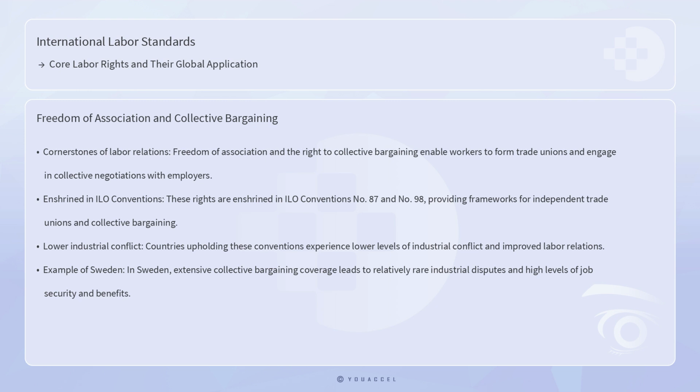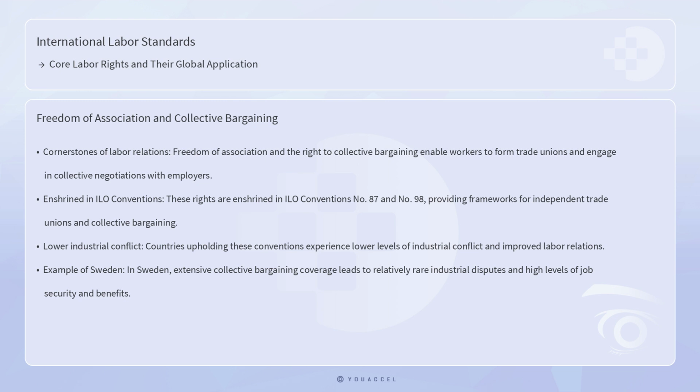Freedom of association and the right to collective bargaining are cornerstones of democratic labor relations, enabling workers to form and join trade unions and engage in collective negotiations with employers. This right is enshrined in ILO Conventions No. 87 and No. 98, which provide frameworks for the establishment and functioning of independent trade unions and the conduct of collective bargaining. Empirical evidence suggests that countries upholding these conventions experience lower levels of industrial conflict and improved labor relations.